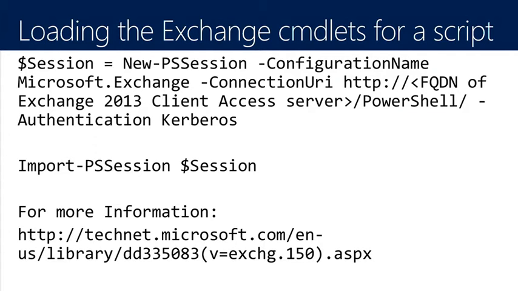So the recommended approach: some variable, $session, whatever, it doesn't really matter what you want to call it. The name isn't that important. The important thing is the new PS session command. Configuration name Microsoft.Exchange, then the connection URI, and that's when you point it at one of your client access server roles, /PowerShell/, and authentication Kerberos. Once you've got that session connected, then I can do an import PS session to make that connection.